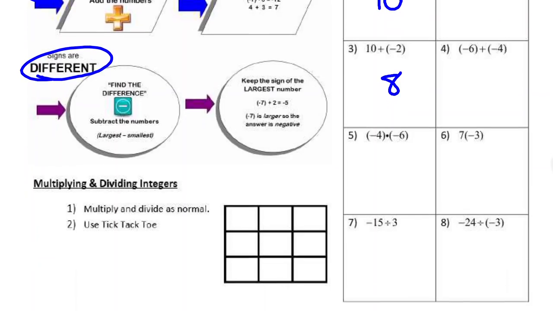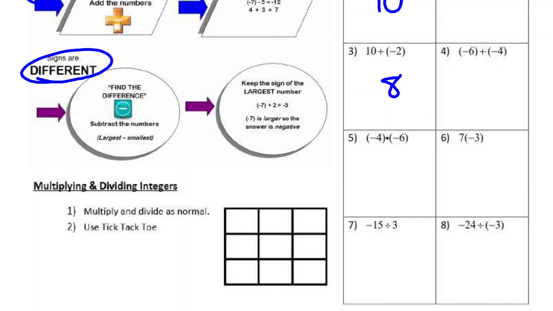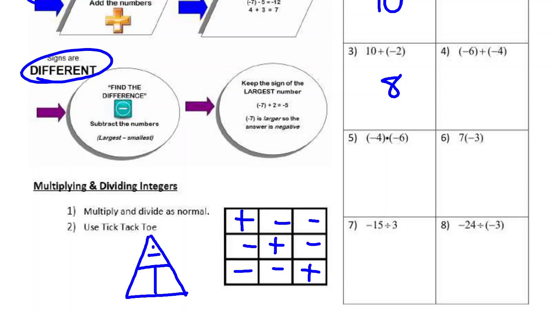Let's look at our rules for multiplying and dividing before we hit the multiplying and dividing problems. So you can use the Tic-Tac-Toe method. And remember, diagonal is the positives, everything else is negative. Or this is another method that I learned after we did our integers unit. You can draw a triangle. Positive goes at the top, negatives all around.